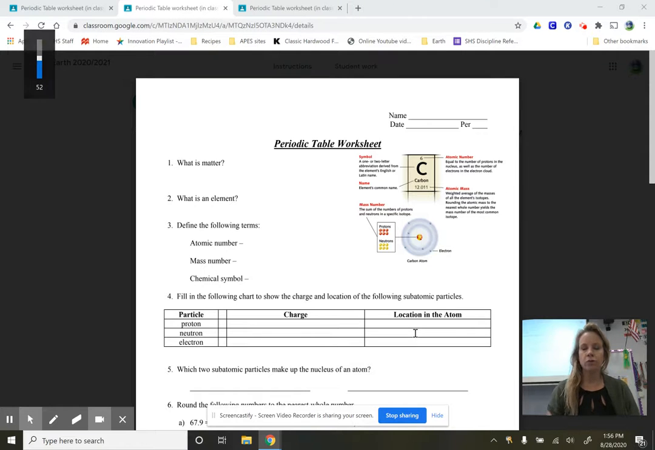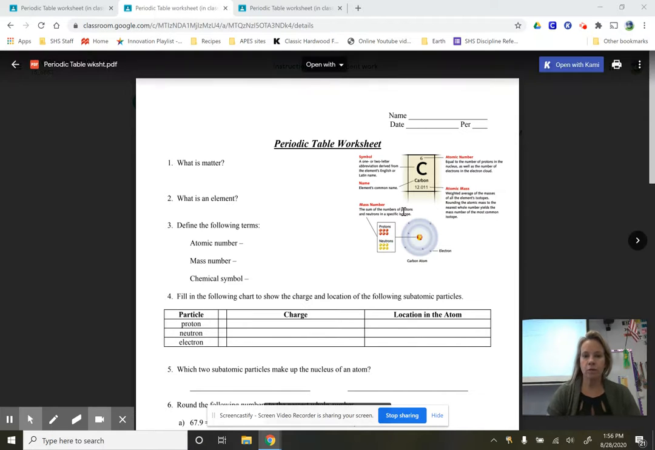All right, I'm going to show you guys how to do this periodic table worksheet because there were a lot of questions on it. When we look at the worksheet, this is a picture that I have separate, so I'll show you that. That's included with the classroom instructions.